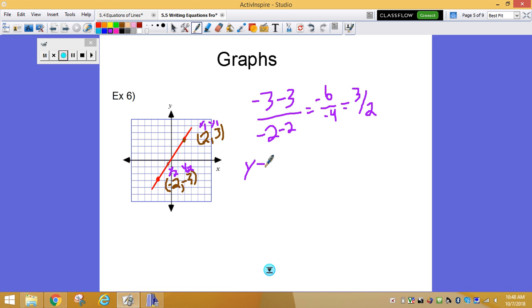Point slope is going to be y minus 3. Again, I'm using these x1, y1. My slope was 3/2. I just figured that out. And then x minus 2. That's point slope. Slope intercept, we're going to distribute.